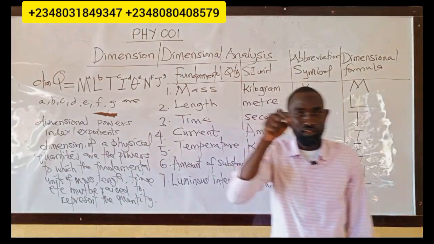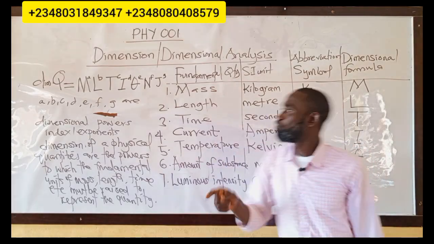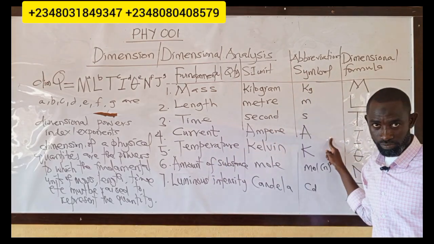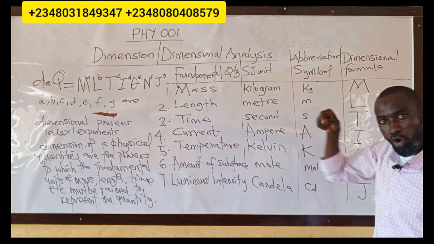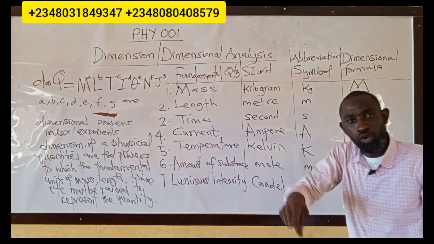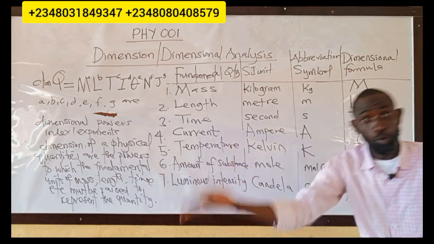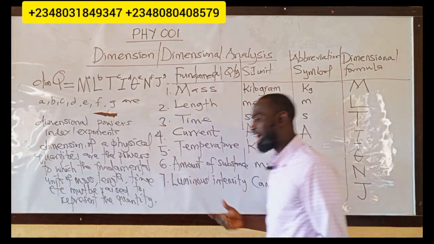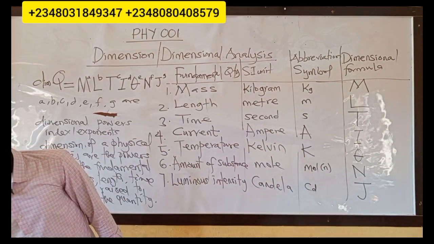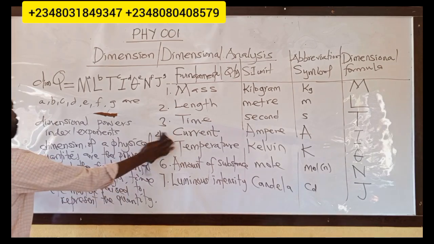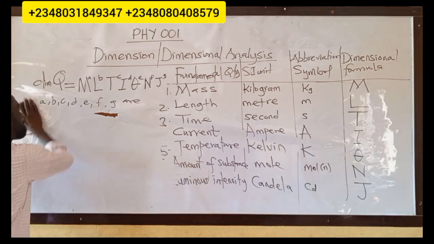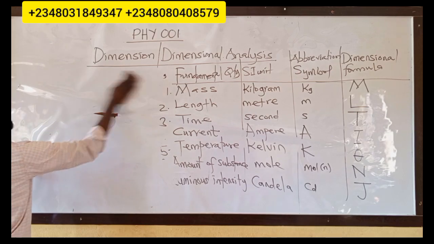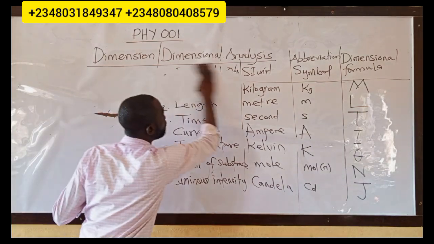Now, class, the first thing you must know is units. To solve a question on dimension, you must know the unit of the quantity whose dimension is to be obtained. Are you with me? So they ask us for the dimension of velocity. Let me wipe this one off. What is the dimension of velocity? So let's go.